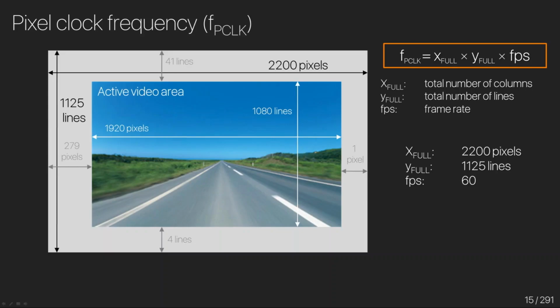So in this example, which is a 1920 by 1080 active video area, the full columns is 2200 and the full lines is 1125. So columns is the horizontal and the lines are the vertical when we talk about video frames. And then we times that by the frame rate, which is 60. And if we do all that, we'll get 148,500,000. But we can translate that into 148.5 megahertz, so mega being million. So that means within 1 second, 148 million pixels are getting new information being refreshed.